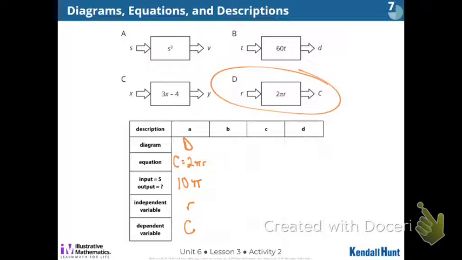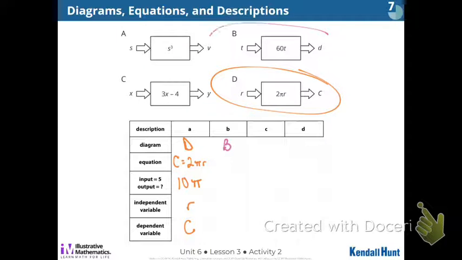Who can tell me what letter the B situation is? Okay, but no, I want you to read it quick. Who can read it to me? B. Vinny. That you would travel in t hours if you drive at 60 miles per hour. Okay, so distance you would go if you went 60 miles per hour.